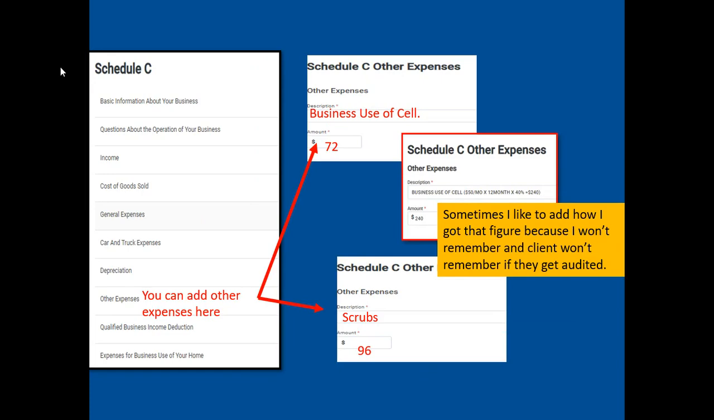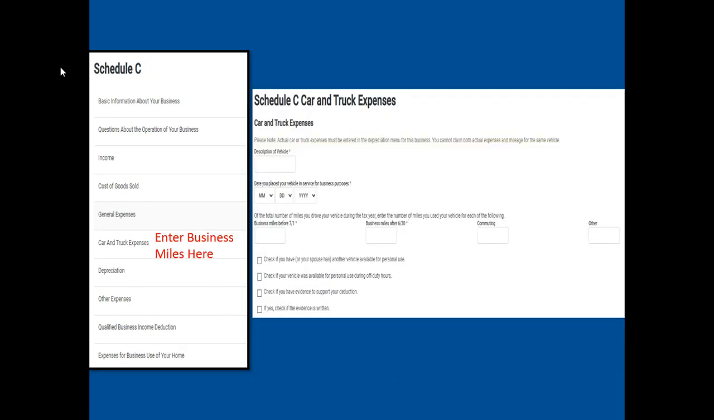And here's why I like the other expenses, because you could just type things out. Business use of phone, scrubs. Now you could just use business use of cell phone, but then again, how did I come up with the $72? I like to be more detailed. So what I do is I'll put in that smaller box there, business use of cell, and it says $50 a month for 12 months times 40% equals 240. Because next year, how did you get that number? They get audited. How did you get that number? When I explain this to somebody, how did you get that number? My quality reviewer, how did you come up with the 240? Be detailed. This will print on the return.